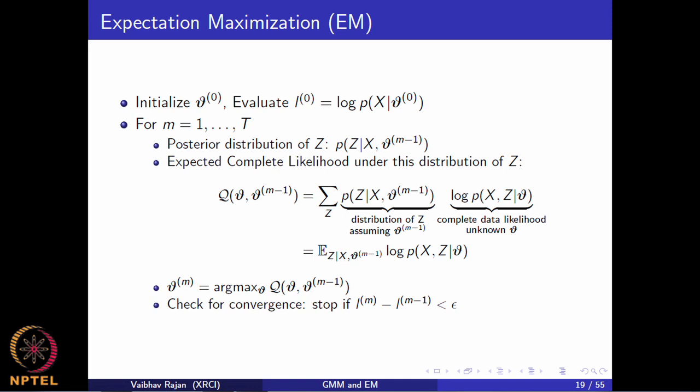Now notice that this expectation takes the complete data likelihood. Here the parameters are unknown, and this expectation assumes the distribution of z given the parameters that you have guessed in the previous round. Then you get a new guess, and that new guess is got by maximizing this Q function and taking that argument theta which maximizes this Q function.